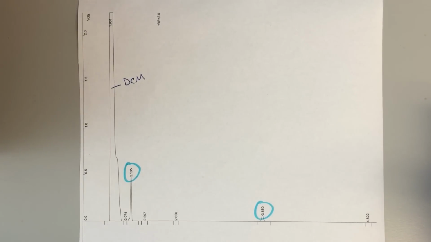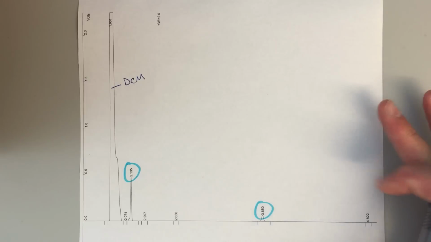All right, class, so this is our GC data. So I'm going to run you through how to interpret this really quickly, and then also how to calculate the actual areas based off of the printout that you get when you print out your information. So this is the chromatogram.